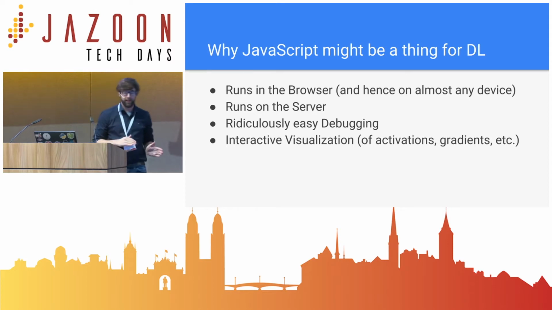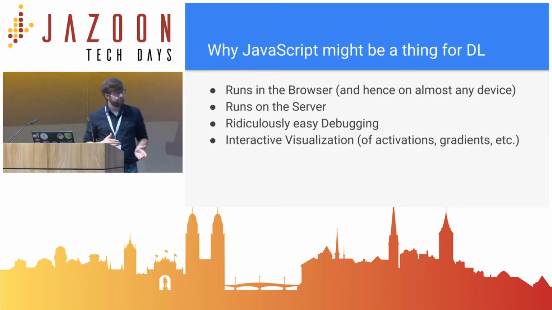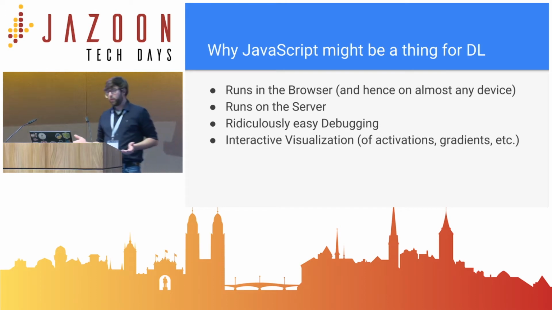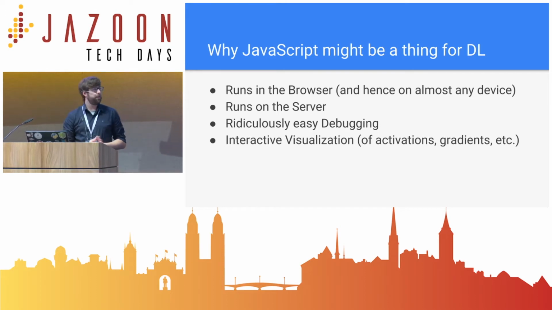The thing I liked most about my whole journey in deep learning was that once I was in JavaScript, I could just use the Chrome debugger, right, and put a breakpoint in the backward pass or in the forward pass and see the activations and see the gradients. So it was an amazing tool for debugging. And of course, I love interactive visualizations. And once you're in the browser, you can just easily visualize everything.